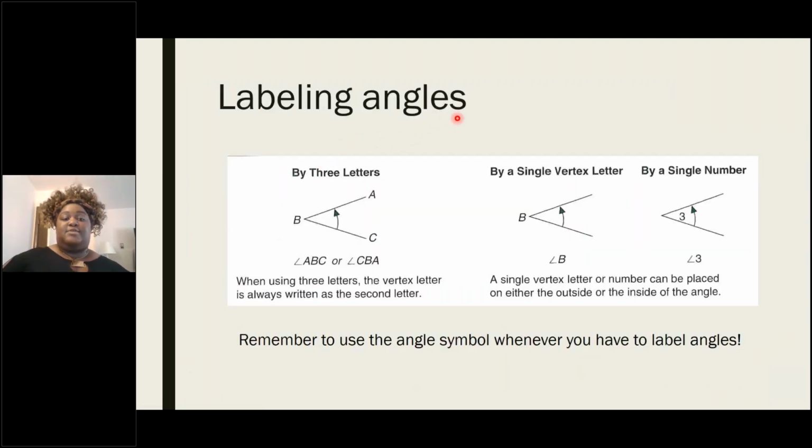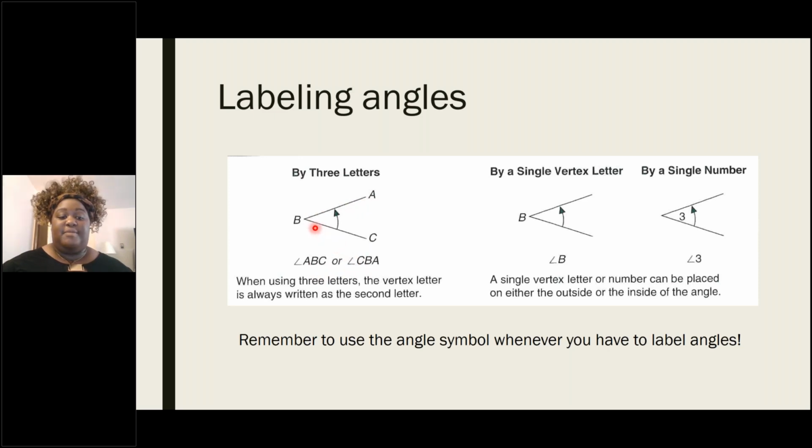So labeling angles. An important concept with angles is that we have to label them a particular way. There are 3 different ways that we'll label them. The first way is using 3 letters. You'll have angle and you'll have letters at 2 of these points and then 1 here. So this angle would be either angle A, B, C, or angle C, B, A. Both of those are correct, and you see it here.